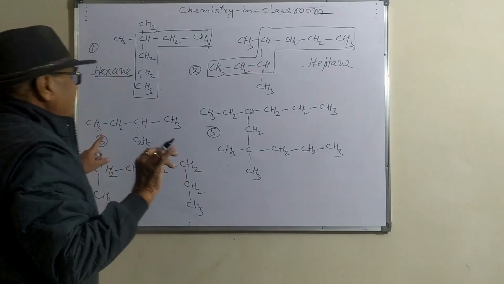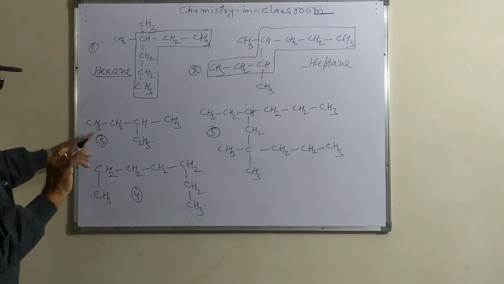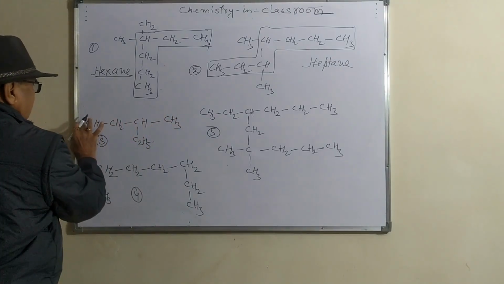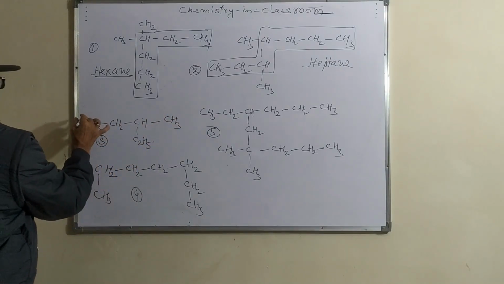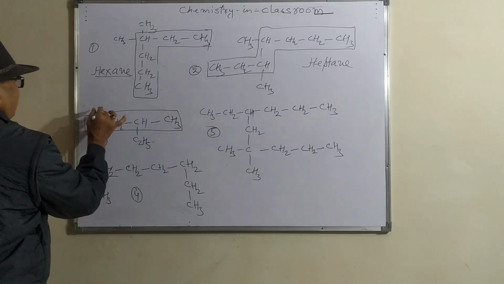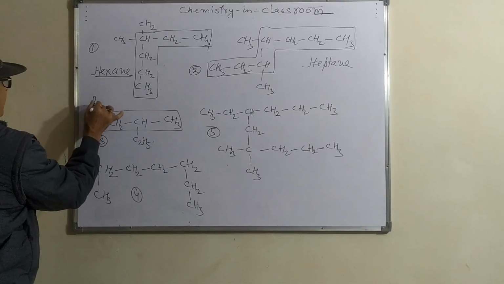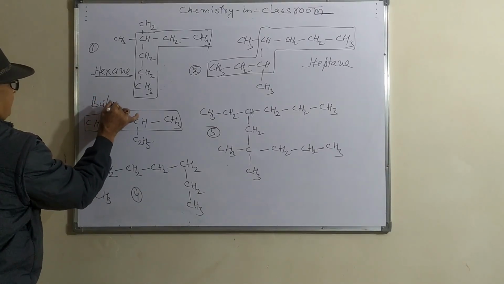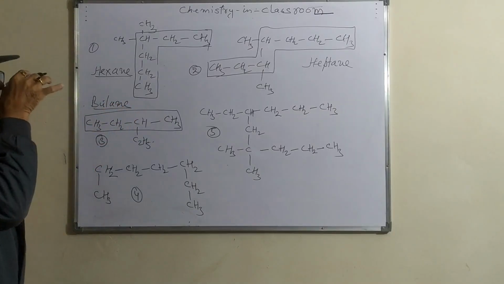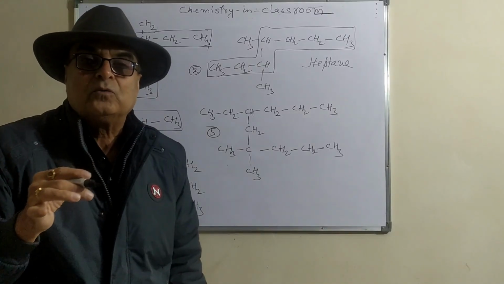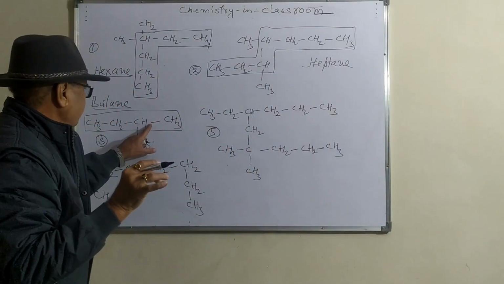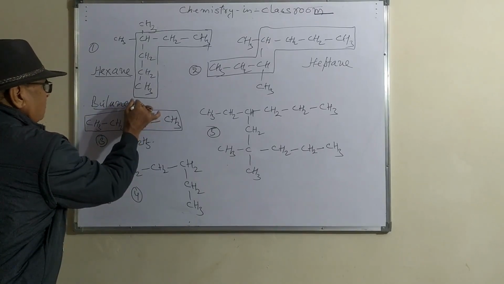Again I come to the third structure. This is 1, 2, 3, 4 and 1, 2, 3, 4. If you select this structure, the longest chain you will find here is butane. Here you write the name, the parent compound butane. Now think what I am saying. If you write this structure as butane, then it is wrong.